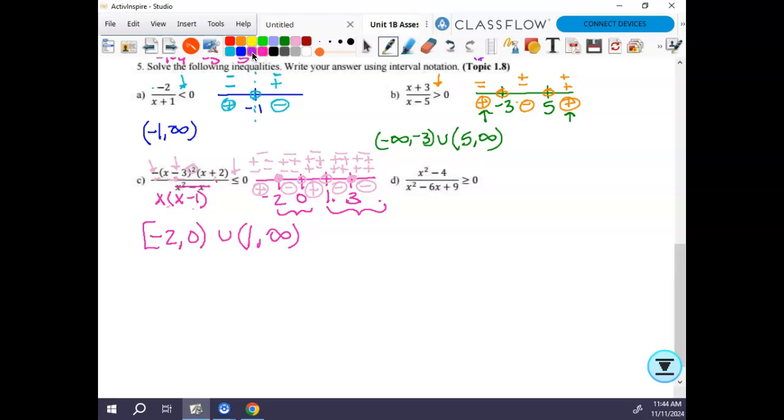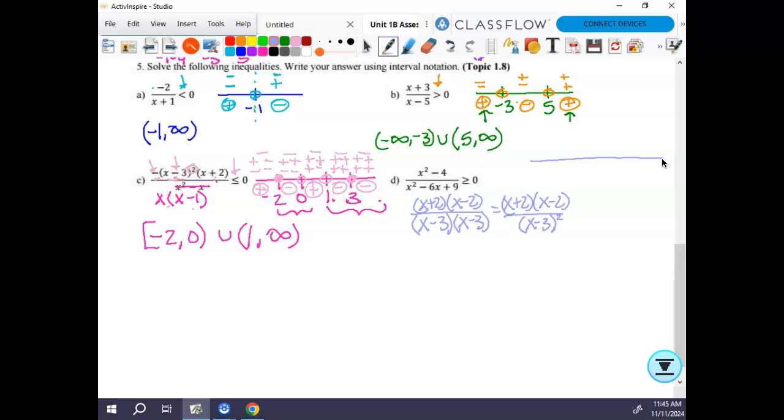Okay. Then I have this one. I need to factor this one. So this is going to give me x plus 2 times x minus 2 over x minus 3 times x minus 3, which I can rewrite as x plus 2 times x minus 2 over x minus 3 squared. And since I have x minus 3 squared, that tells me the denominator is positive every single time.